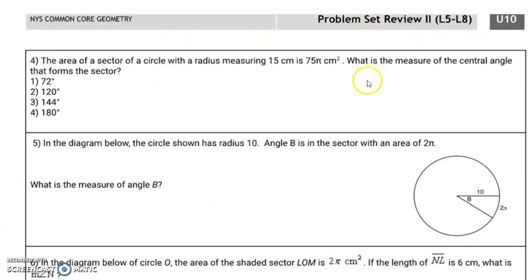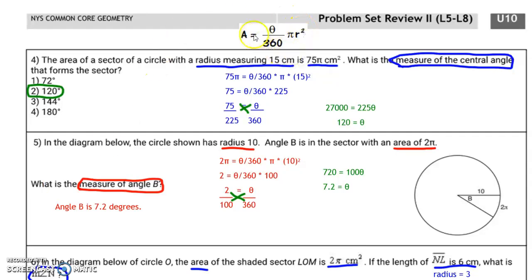Here's the next page of this problem set. Pause the video and see if you can get these right. We're still using this area equals theta over 360 times pi r squared formula. This is the area of a sector. It was the same area as the beginning of the video.